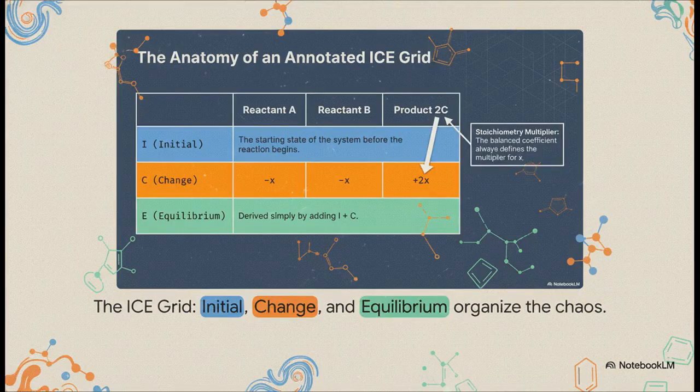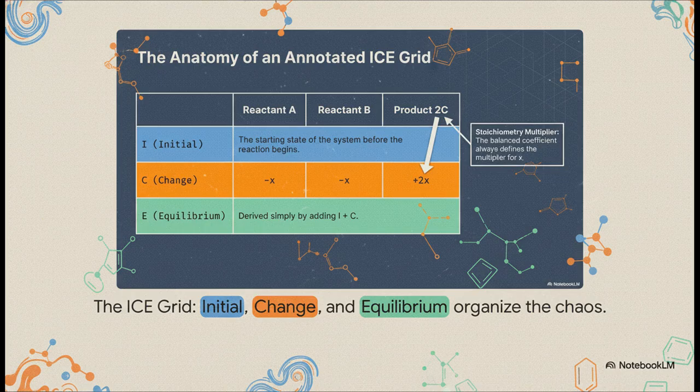Okay, so let's get into it. This right here is the ICE grid, and it is brilliant because it organizes all the chaos. ICE stands for Initial, Change, and Equilibrium. The I row? That's simple. What are your starting amounts before anything even happens? Now, the C row is where all the action is. It represents the change as the reaction moves towards equilibrium. We use the variable x here to represent the amount of reaction that happens.